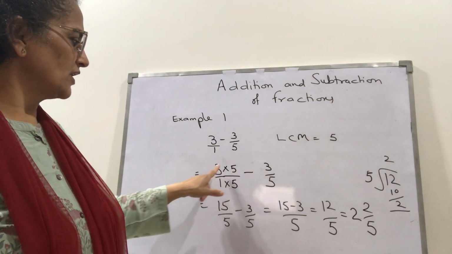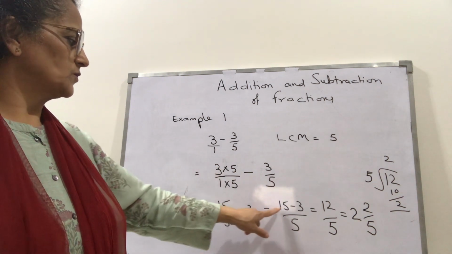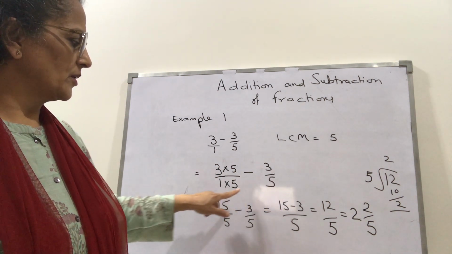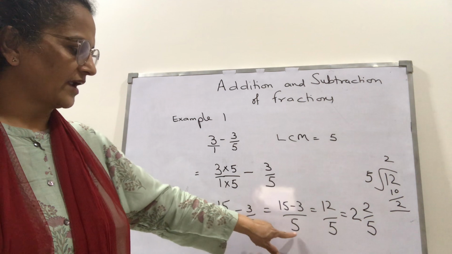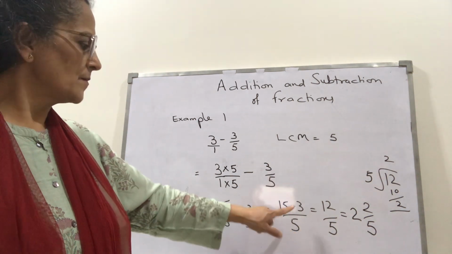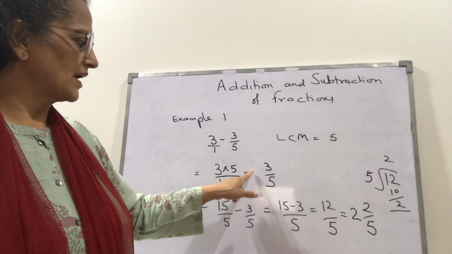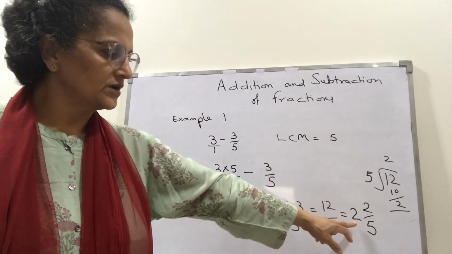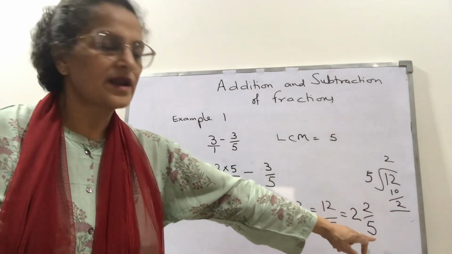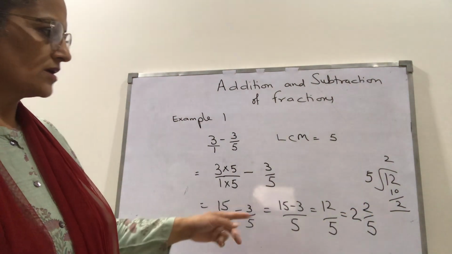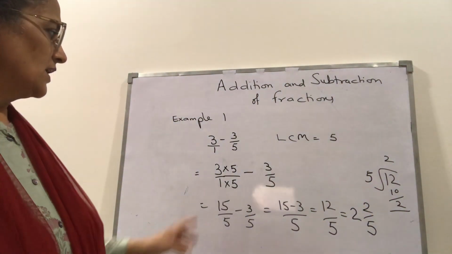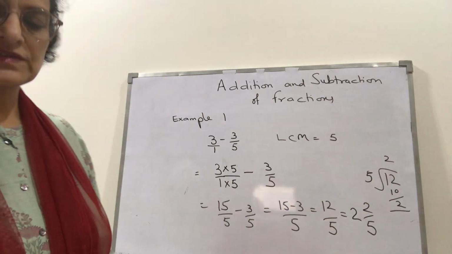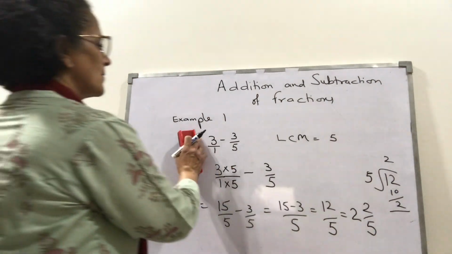So 5 into 3 gives me 15. When the denominator is same, you can write it once in the denominator. So 15 minus 3 gives me 12, and the mixed numeral is quotient, remainder and divisor after doing the division for this. Let's take one more example for addition now.